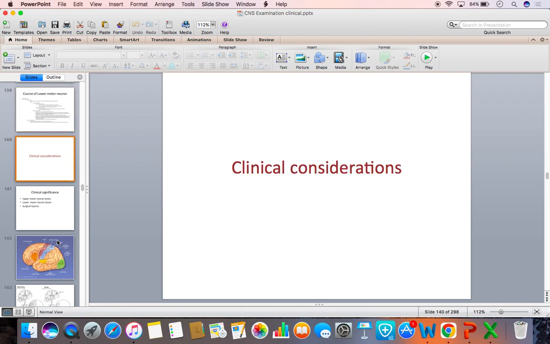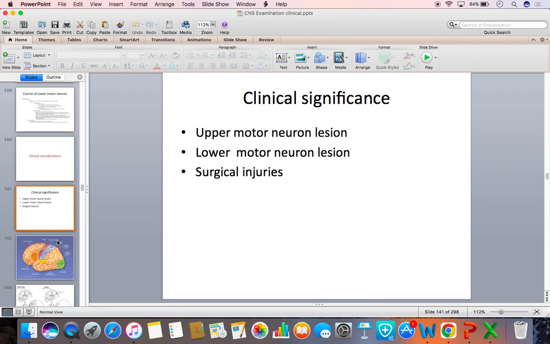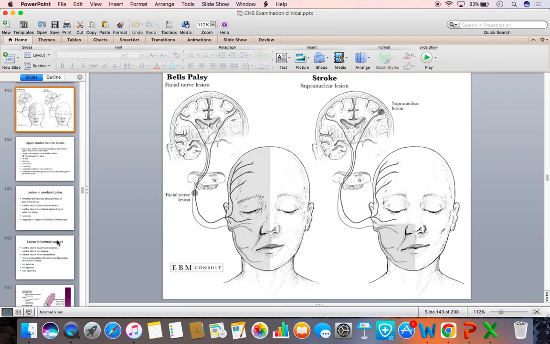Now, at this point, we have more or less completed the brief discussion on the anatomy of the facial nerve. Now, coming to the clinical considerations. It could be an upper motor neuron lesion, it could be a lower motor neuron lesion. Then look at the upper motor neuron lesion. An upper motor neuron lesion could be anywhere from the cerebral cortex down to its nucleus at the pons.